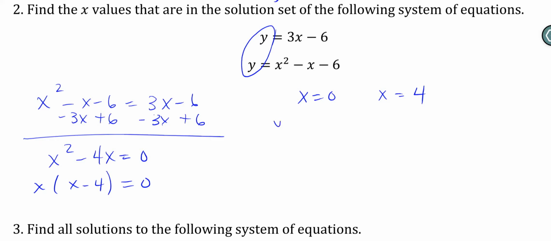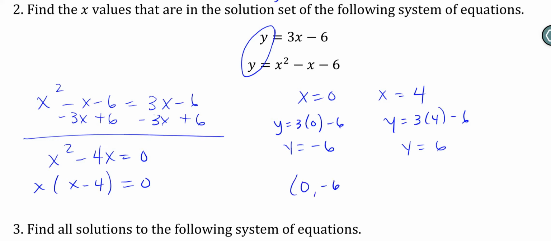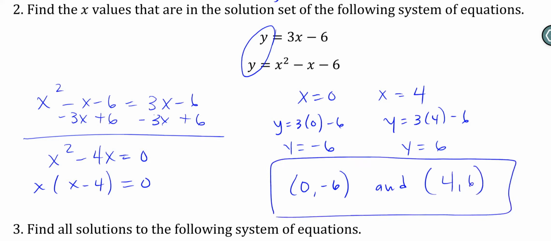If I plug those in, so I have y equals 3 times 0 minus 6 and y equals 3 times 4 minus 6, I get y equals negative 6 and I get y equals positive 6. So that means my two solutions are going to become 0, negative 6 and 4, positive 6. I could totally check these easily in my calculator since they're both equal to y, just by plugging in and seeing where they intersect.